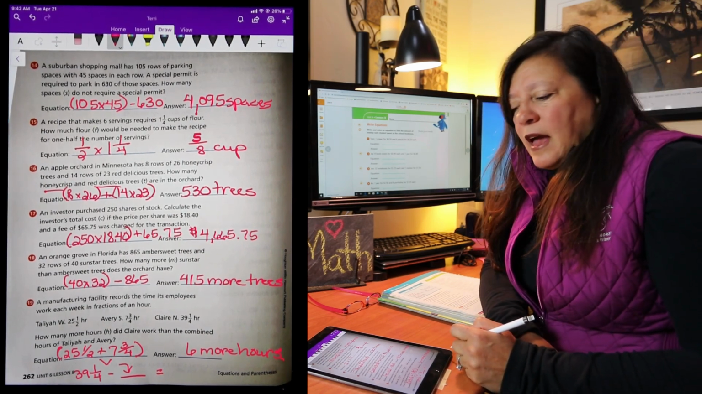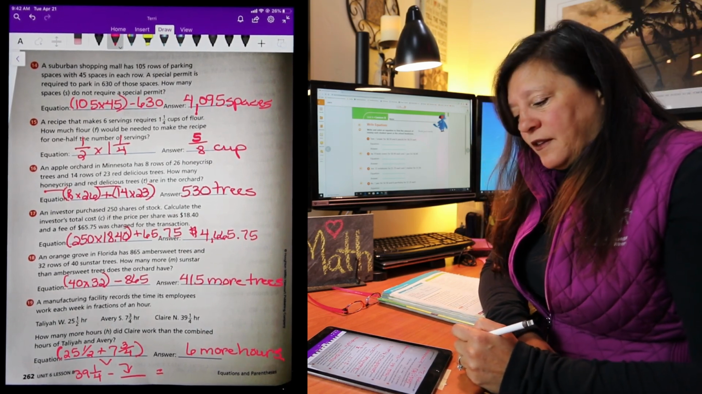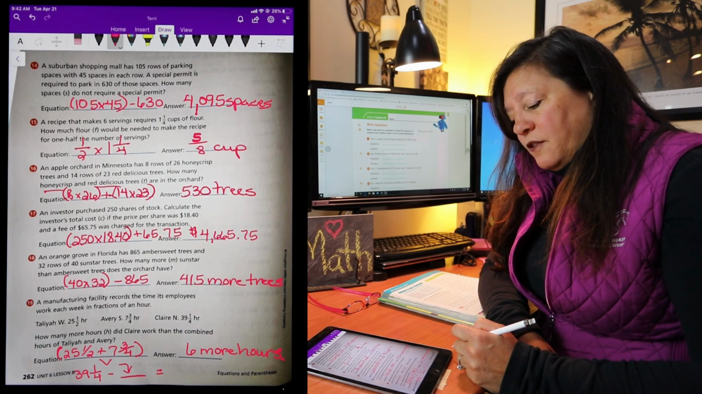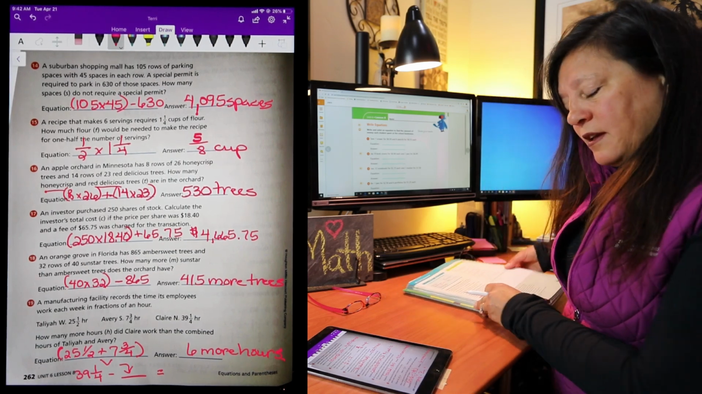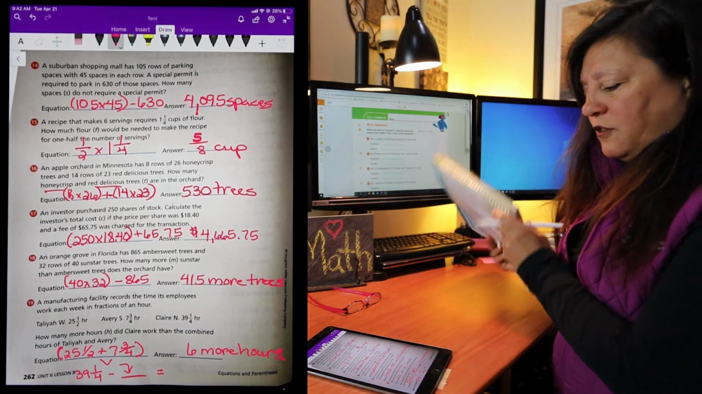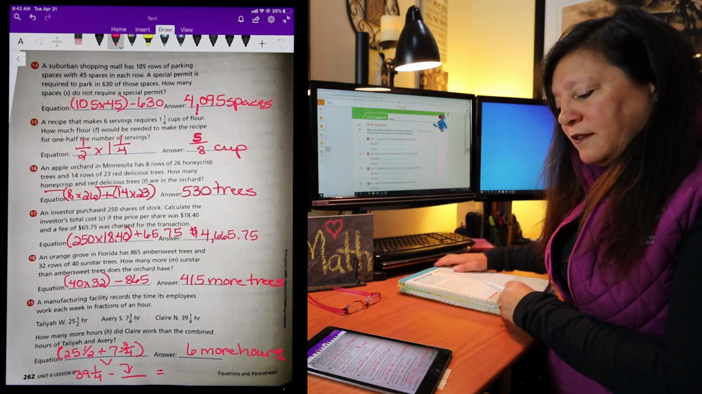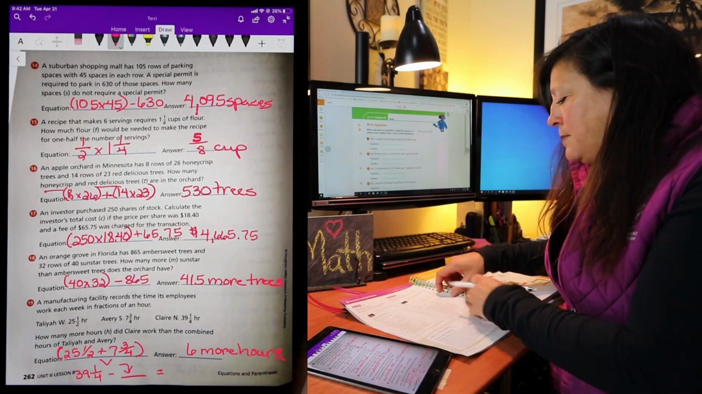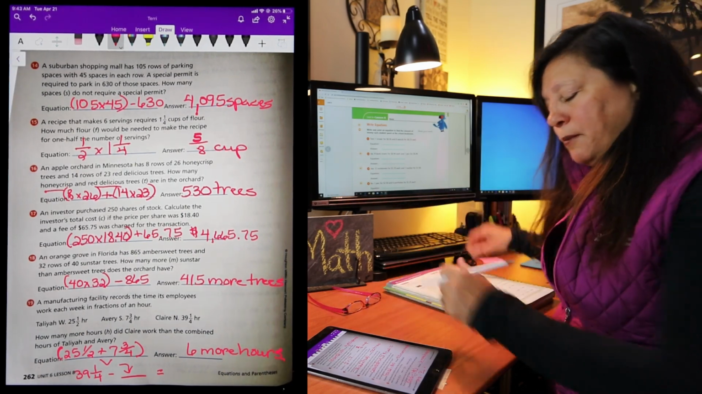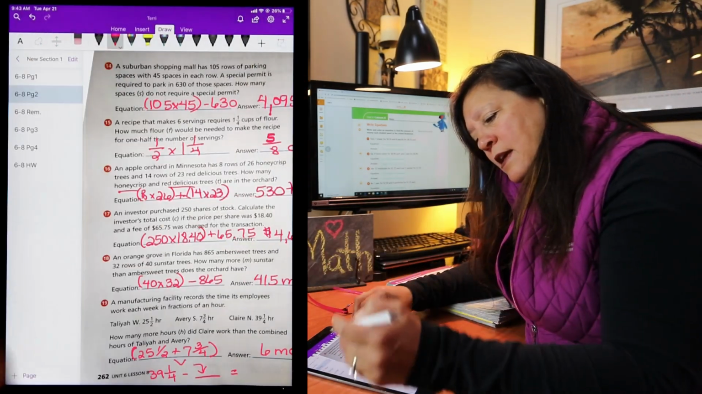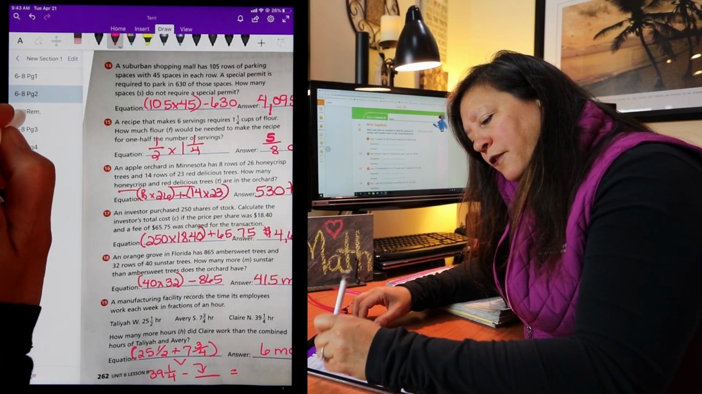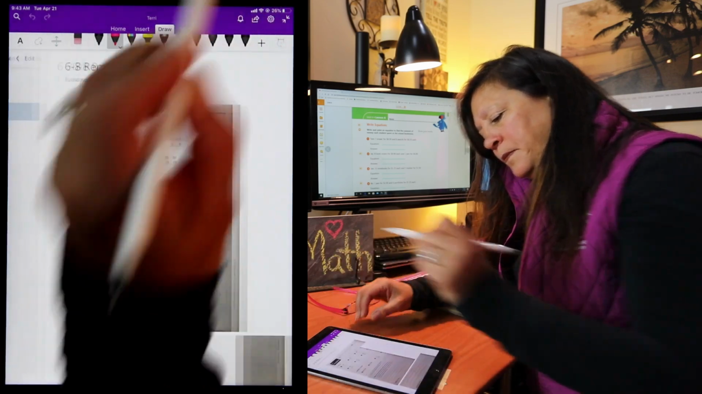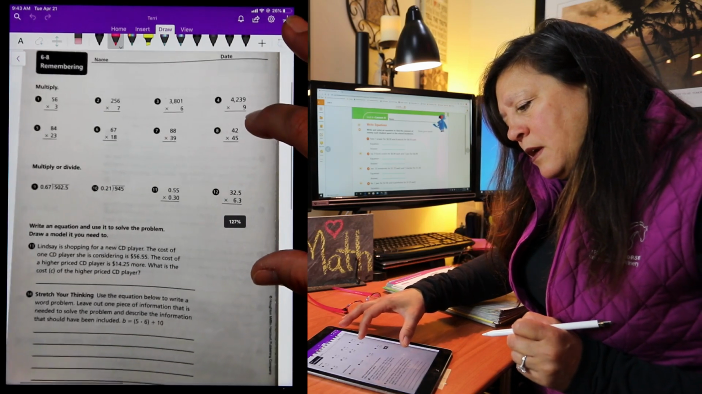Okay, that concludes part 1 of 6-8. Those are the first 2 pages. And again, tomorrow we will look at the second 2 pages of 6-8 in part 2. So let's go ahead to the remembering side. We're going to have you do the remembering side today. We'll go over that and remind you of a few things that you need to do.